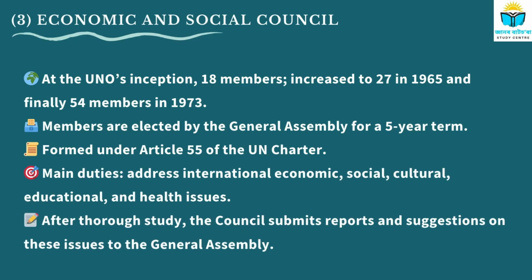Let's now explore the third important organ of the UNO, the Economic and Social Council, often called ECOSOC. At the time of the UNO's formation, this council had only 18 members, but over time, as the world became more connected, it expanded to 27 members in 1965 and finally to 54 members in 1973. These members are elected by the General Assembly for a term of 5 years. This council was formed under Article 55 of the UN Charter, and it plays a vital role in solving global problems that affect people's daily lives.